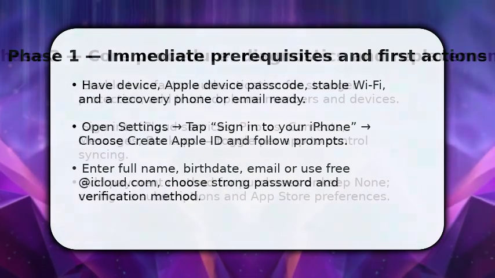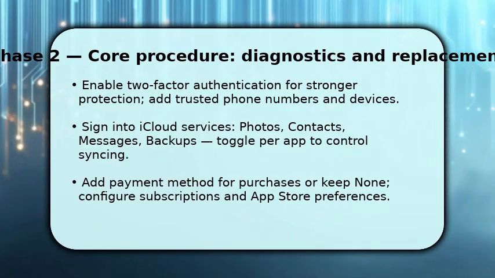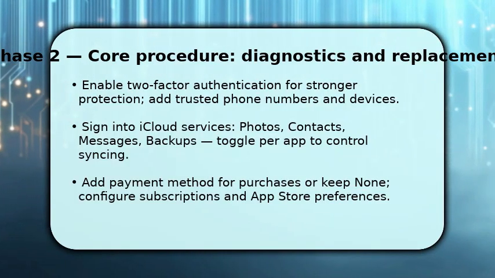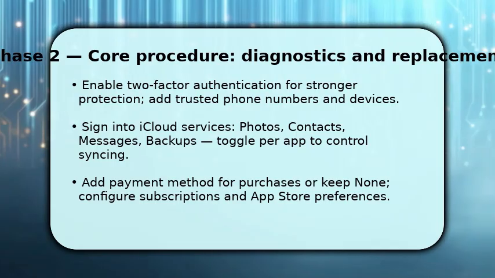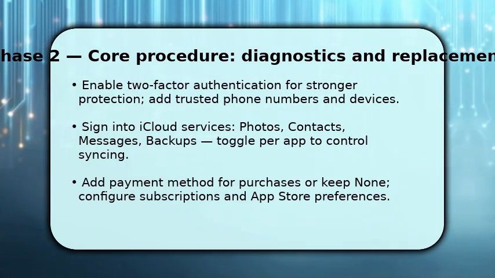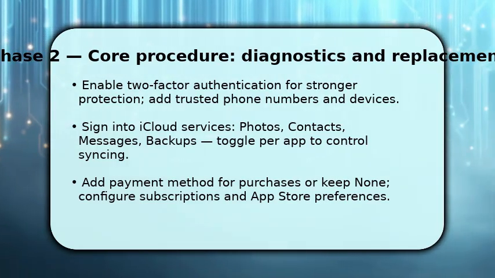Once your Apple ID exists, lock it down and connect Apple services. Turn on two-factor authentication to require both your password and a code. Add trusted numbers and confirm devices so you can approve sign-ins.